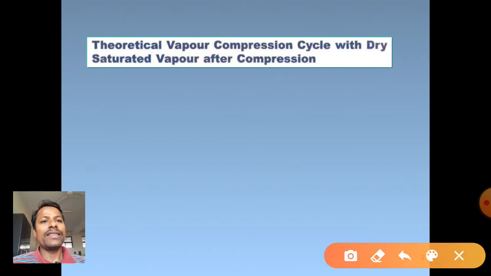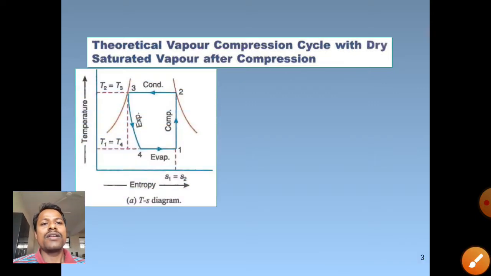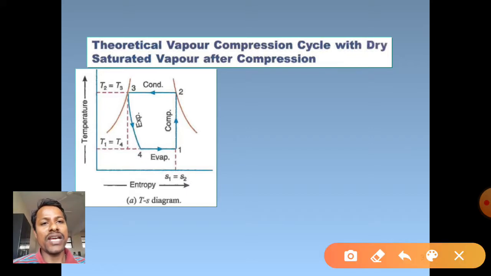Now let us begin with the theoretical vapor compression cycle with dry saturated vapor after compression, meaning the vapor is dry saturated after compression. We have already discussed in detail the temperature-entropy diagram and the representation of the cycle on the vapor dome on a TS diagram. As we know, this is the saturated liquid line, this is the saturated vapor line.